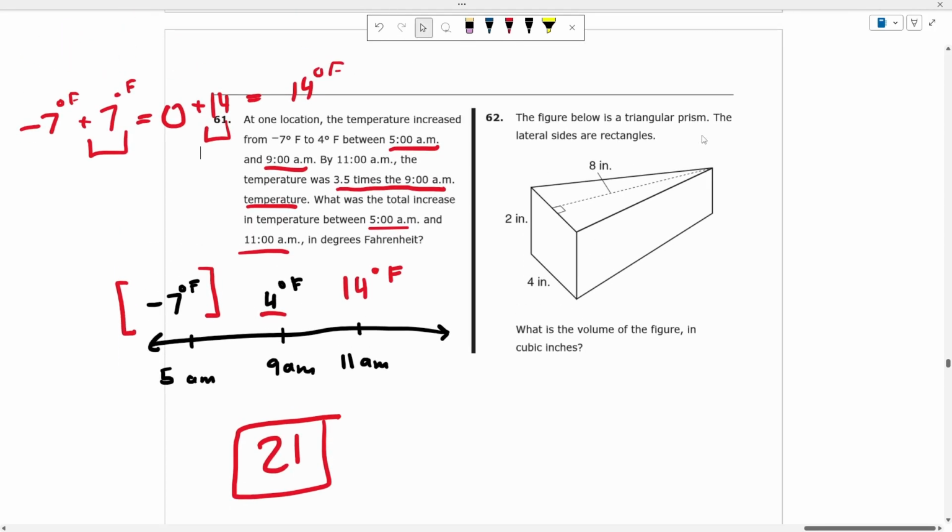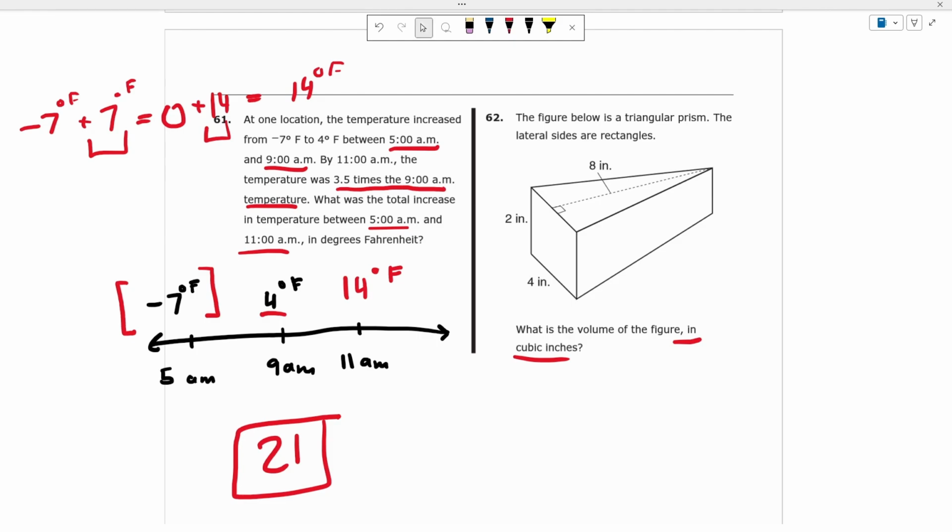In the figure, number 62 says that the figure below is a triangular prism. The lateral sides are rectangles. What is the volume of the figure in cubic inches, right? So here it's something new because they're asking you for the volume of a triangular prism.